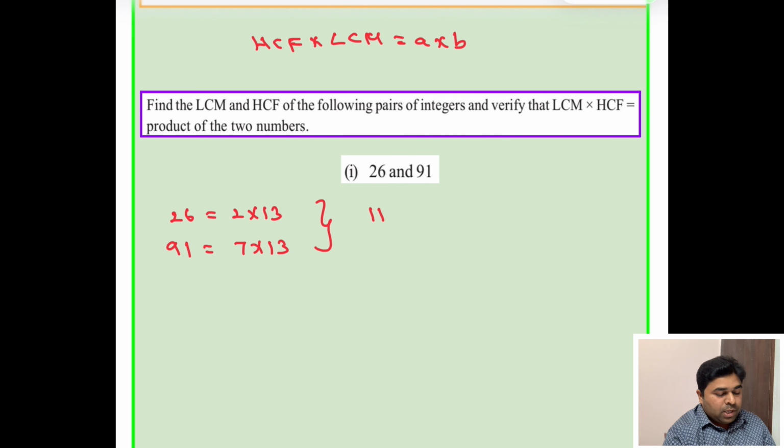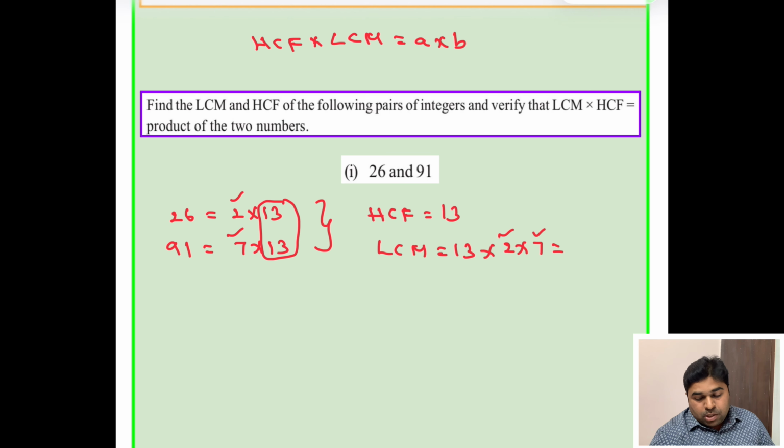First we need to find the HCF. HCF means what is common, 13. LCM means what is common you write, and what is not common also we have to write, that is 2 into 7 into 13. 2 thirteens are 26. 26 into 7, if you multiply, you will get 182. Then we have to find the relation.